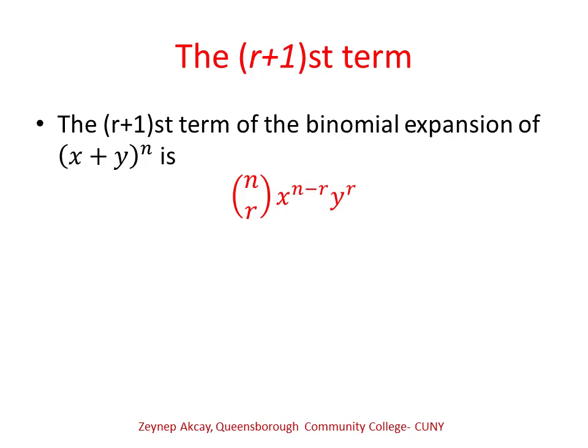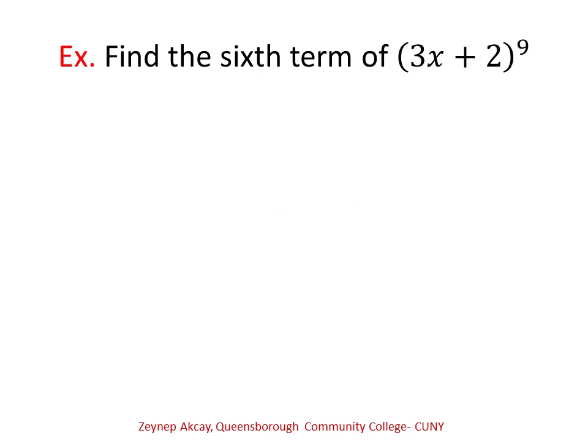Sometimes we don't have to find the whole expansion, but we are just interested in one of the terms in the expansion. So we can extract that term. Here is the formula. So the r plus first term is given by n choose r times x to the power n minus r times y to the r. So here is an example.